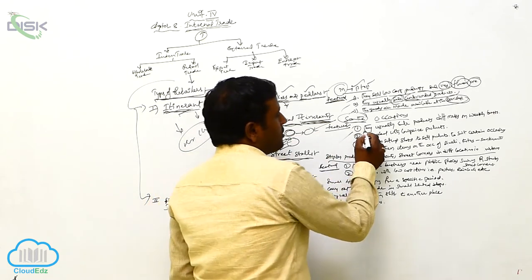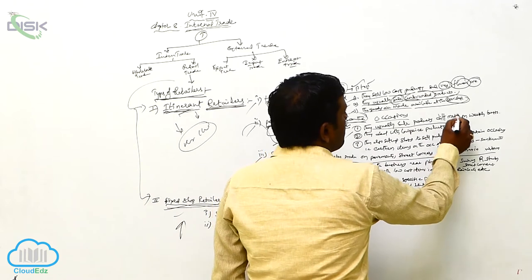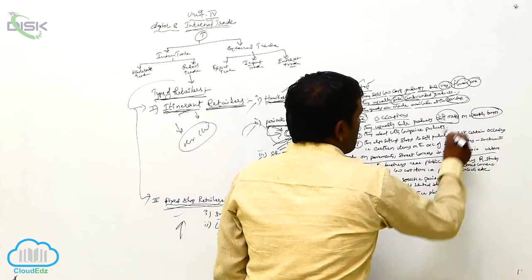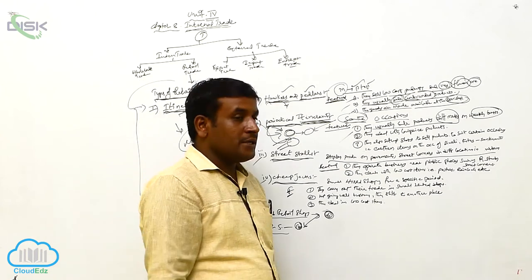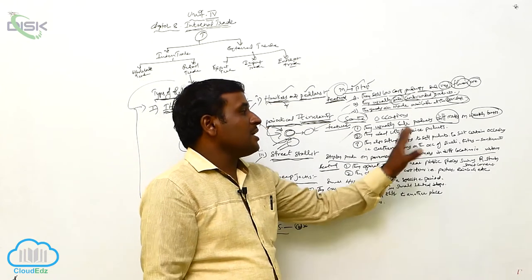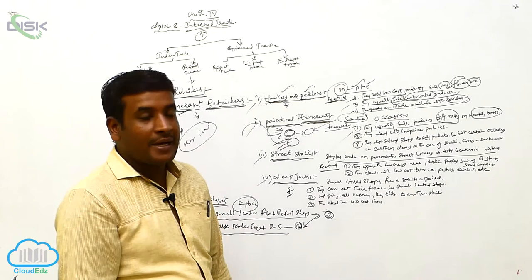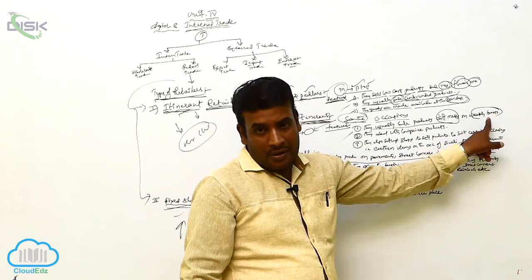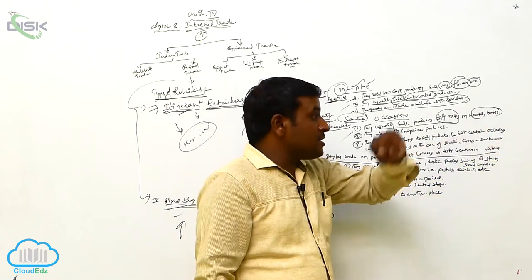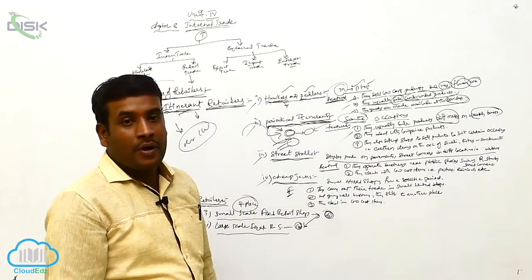Firstly, they usually sell products in different markets on a weekly basis. The first feature of the periodical itinerants is that the sale of products happens in different marketplaces on a weekly basis only, not day after day like that. Only on a weekly basis do they sell their products.